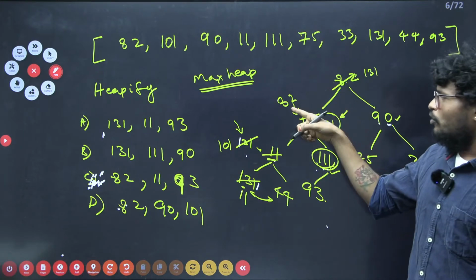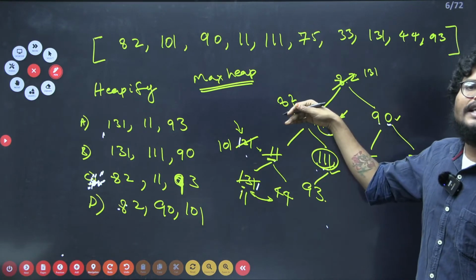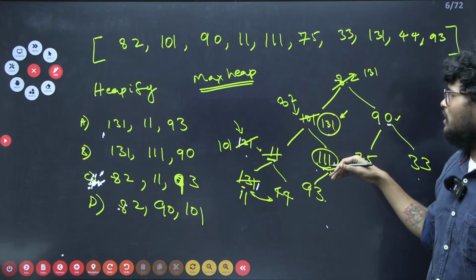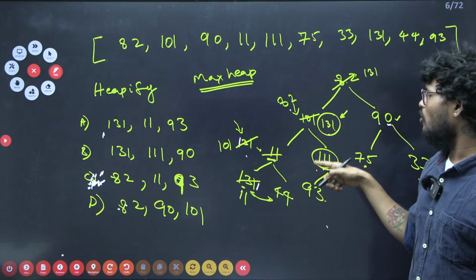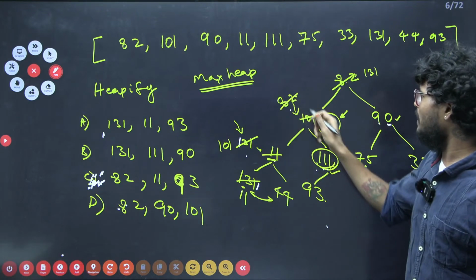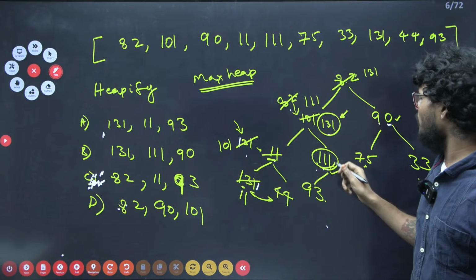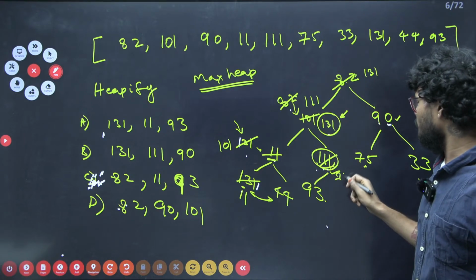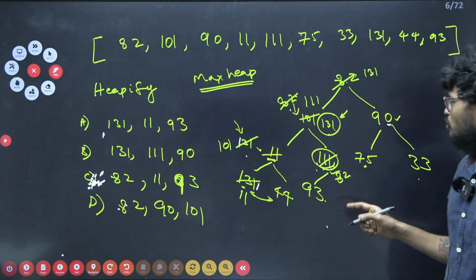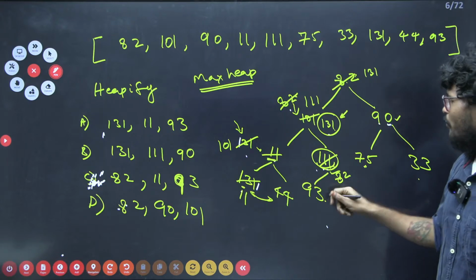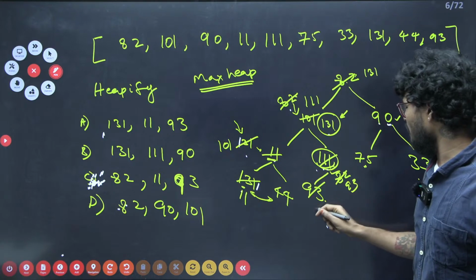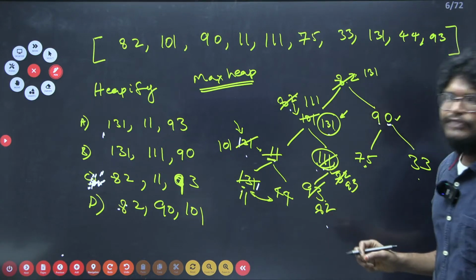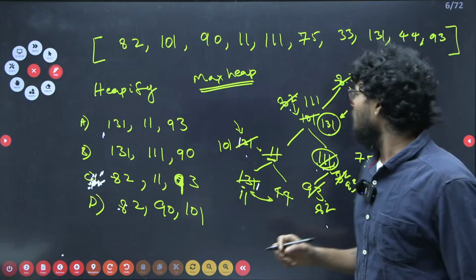So once we do this, we should also check the levels below it. We should recursively check. So again check here. So 82, is it greater than both of its children? No. So swap with the greater child. So 111 comes here and 82 goes here. So further we will swap this 82 with 93. 93 comes here and 82 goes here. So this forms our max heap, right?